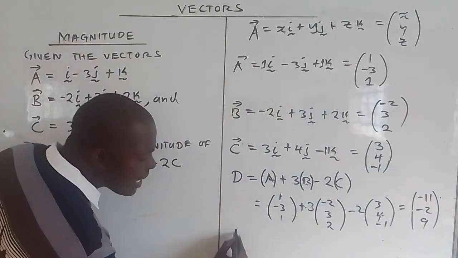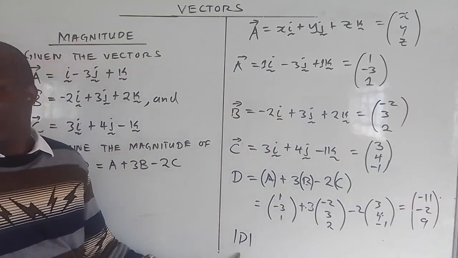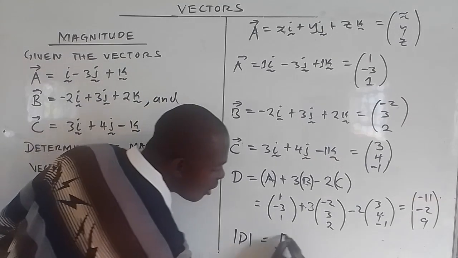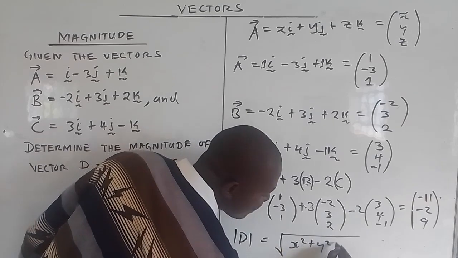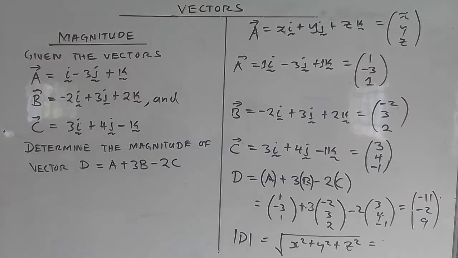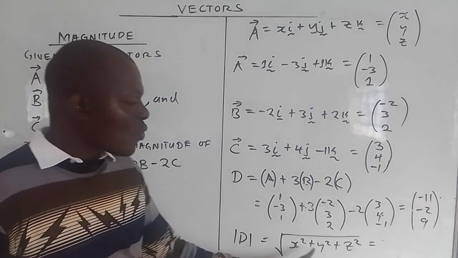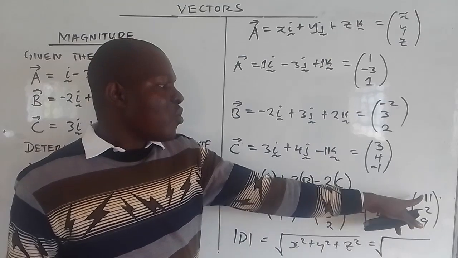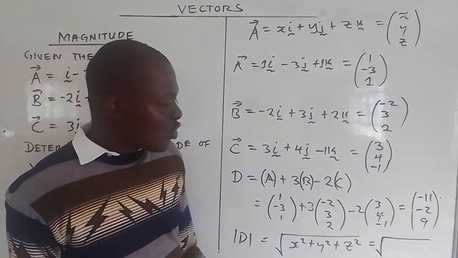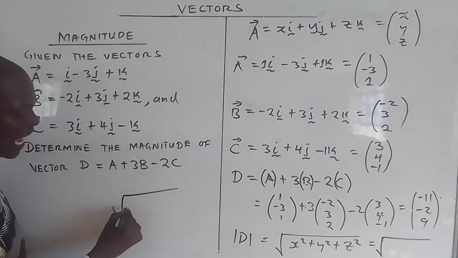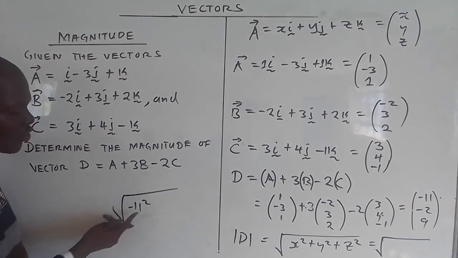See, this 11 is x, negative 2 is y, 9 is z, isn't it? So if you want the magnitude of D, it is the Pythagorean theorem, isn't it? So the magnitude of this is the square root of x squared plus y squared plus z squared. You will have found the magnitude of D. Remember, you don't need to deal with the negatives in the calculator because you know negative squared will always be positive.